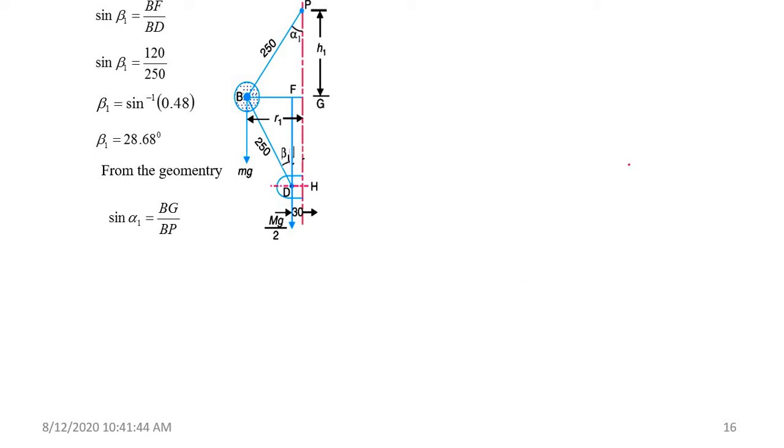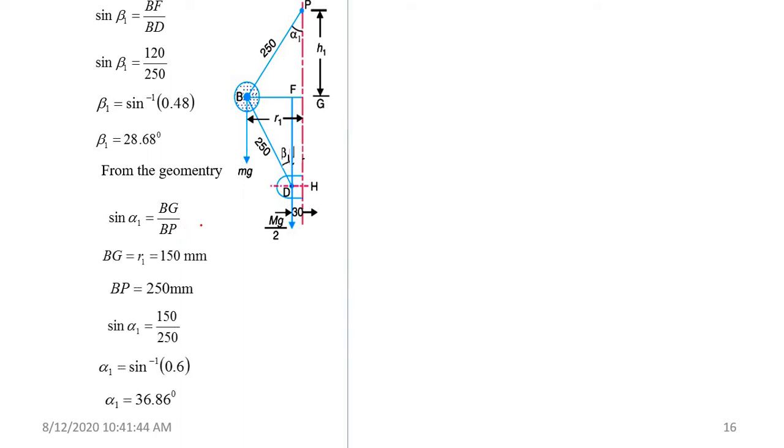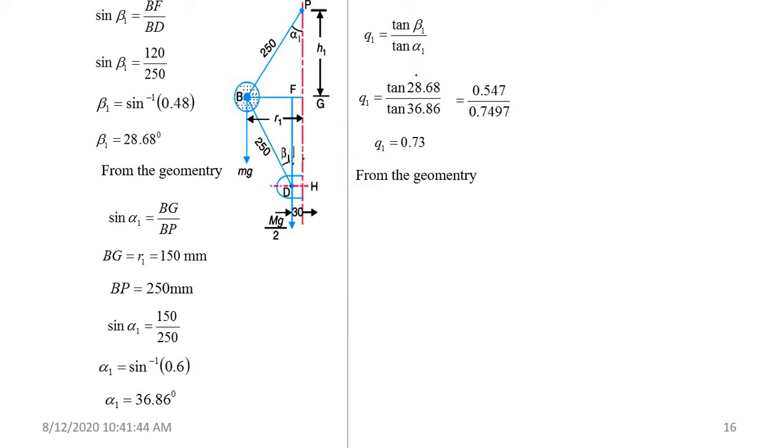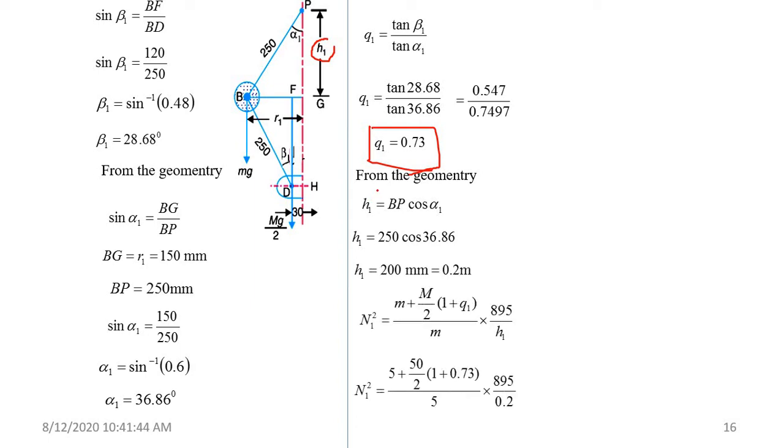From the geometry, sin alpha is equal to the opposite side, which is R1 equal to 150, over the arm length. You can get the alpha 1 value. Then Q1 is equal to tan beta 1 over tan alpha 1. So Q1 is equal to 0.73. From the geometry, H1 is equal to PB cos alpha 1. So you know the H1 value. Similarly, you can get the N1 value.